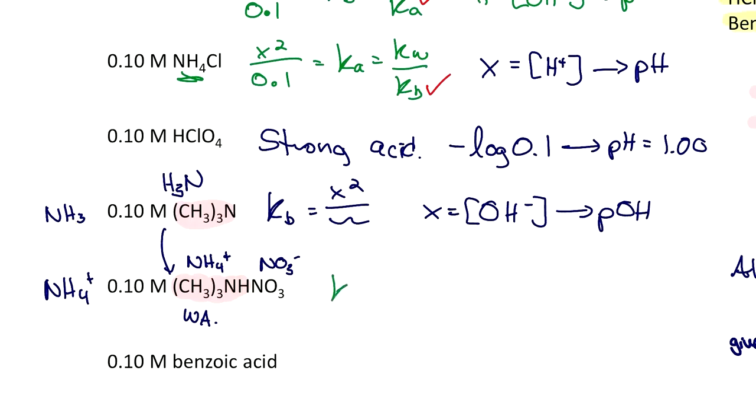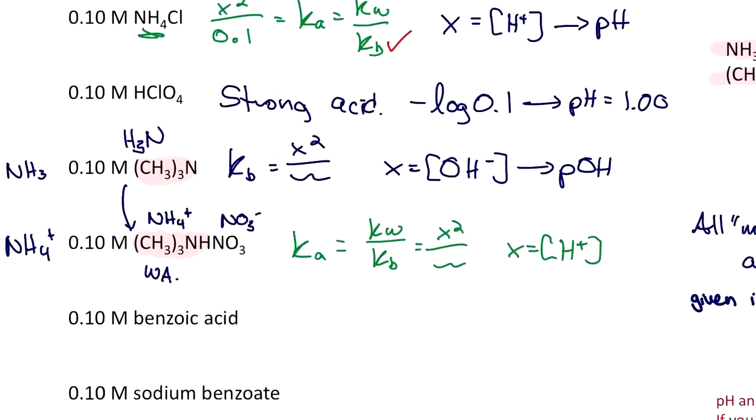So which K do we use? A, yes, but did I give you Ka? No, so it's Kw over Kb, which is given for the base. So then it's x squared over whatever. X is equal to H plus concentration.